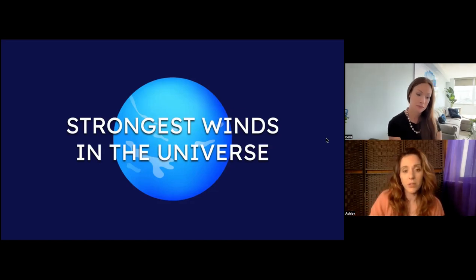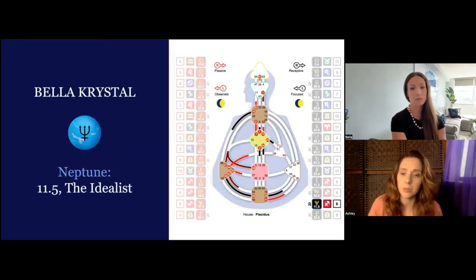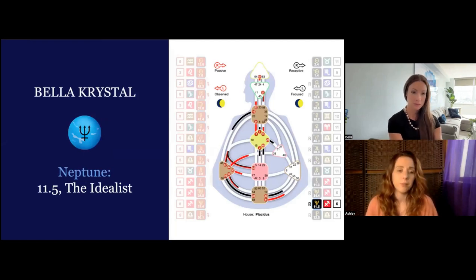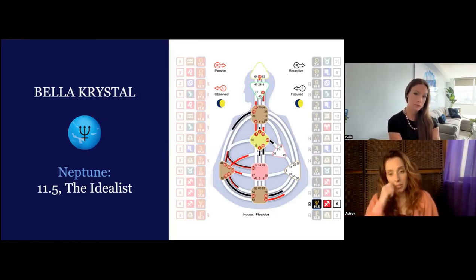All right, let's go into the examples. And Bella brought up hers previously when she was talking about her Venus and Neptune. So she mentioned her Neptune is in 11.5, which is the idealist. So in Sagittarius and in the sixth house. So did you want to illuminate anything in terms of how that plays itself out or expresses through you?